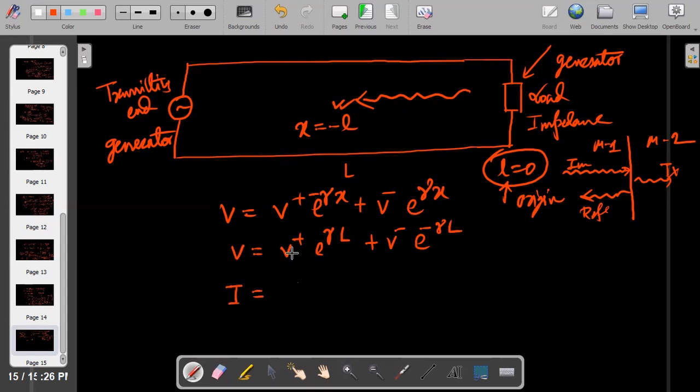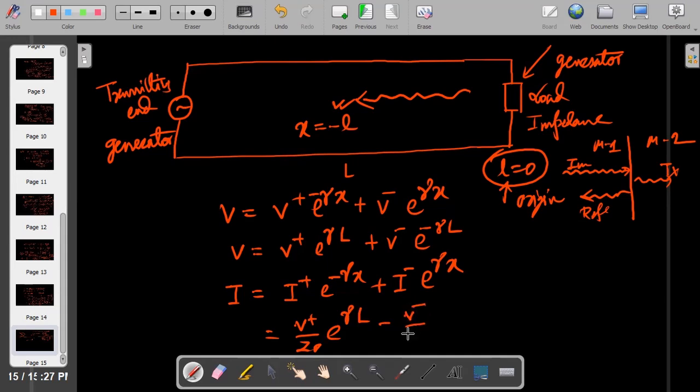Similarly, we can write I is nothing but I plus e to power minus gamma x plus I minus e to power gamma x. What we can write? This is nothing but V plus by Z naught e to power plus gamma L minus V minus by Z naught e to power minus gamma L. Just we are writing x equals to minus L. We are just putting this equation. So we are getting these two equations. Please remember.